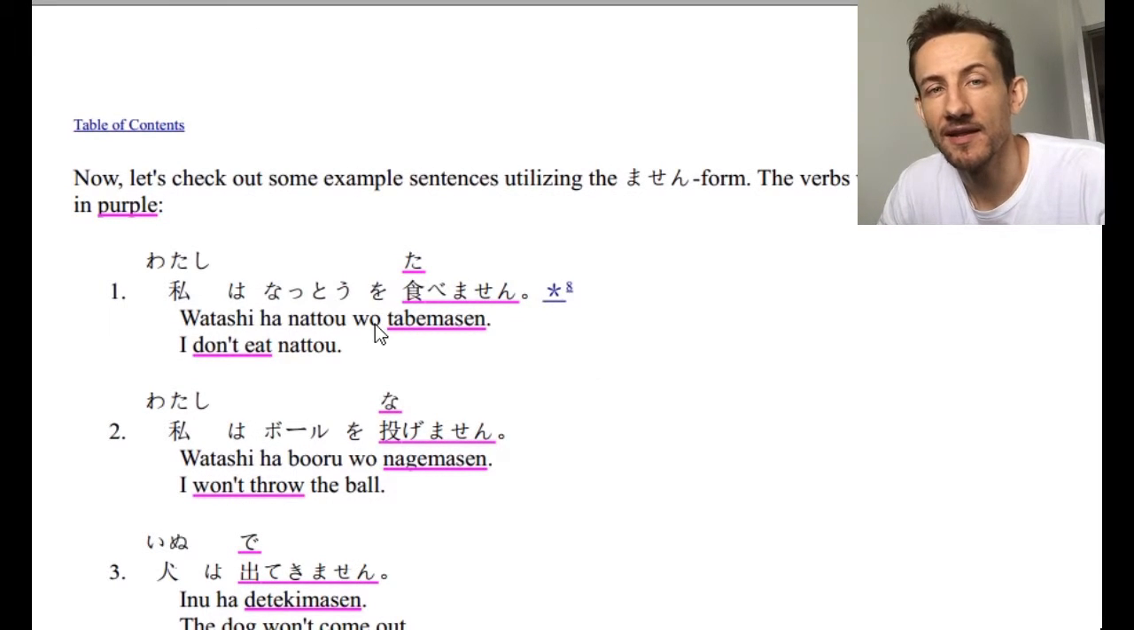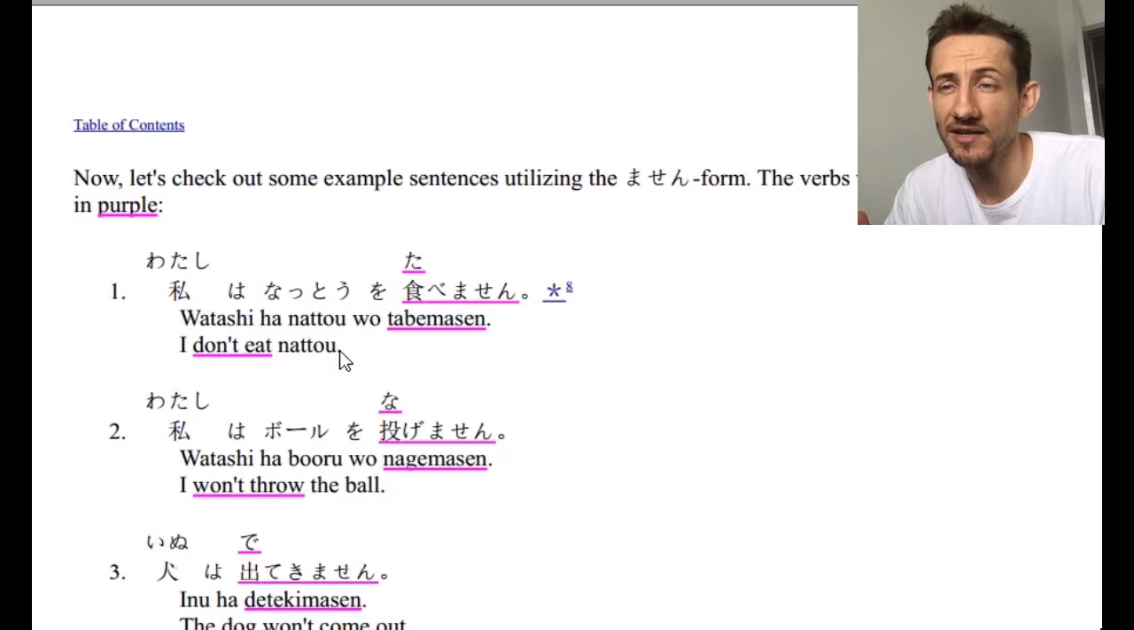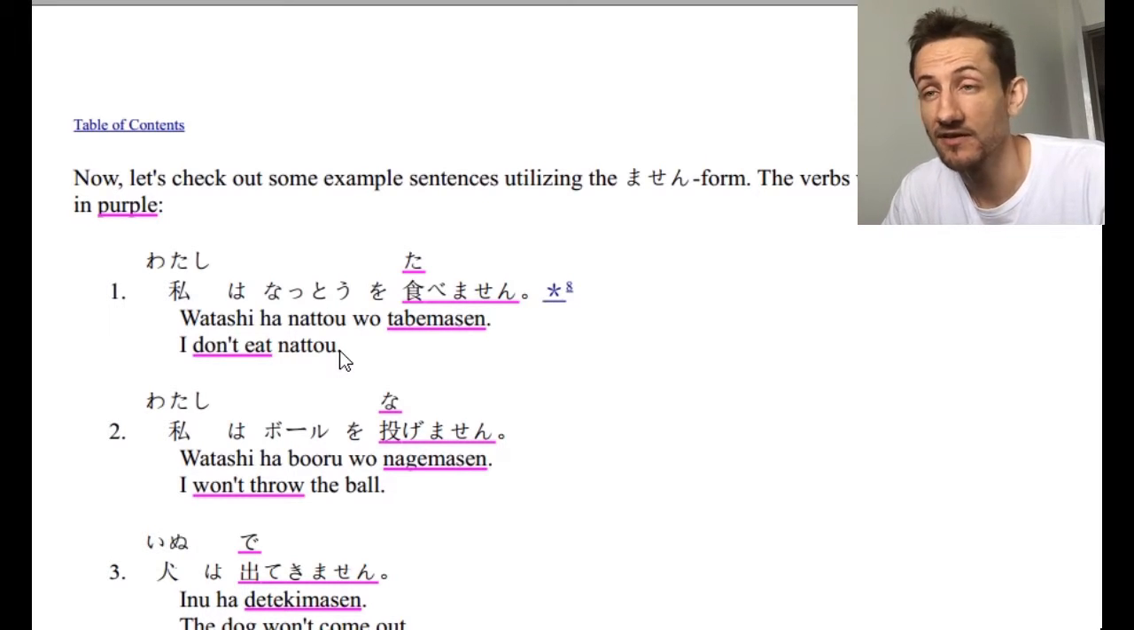The verbs will be highlighted in purple, so they're easy to see. Number 1, watashi wa nattō o tabemasen. I don't eat natto. Please note that we could also translate the sentence as I won't eat natto. Remember, the meaning of a sentence in Japanese depends a lot on context. Since we don't have any context, it could be I don't eat or I won't eat. It depends, but the sentence would be the exact same.